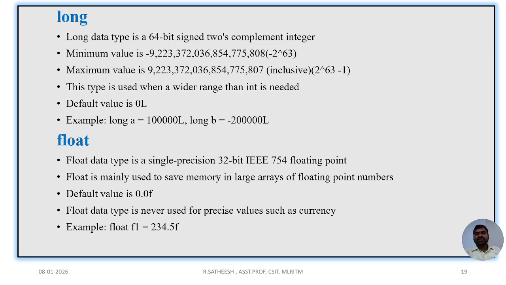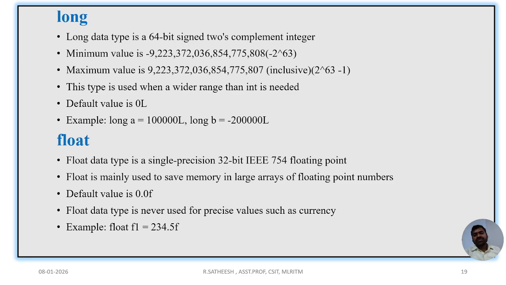So for this type of data, we can use long. Long is basically 64-bit, 8 bytes of memory. The minimum range is minus 2 power 63, and the maximum value is 2 power 63 minus 1. And the default value is 0L. Okay, L represents long. Examples: long A and long B.